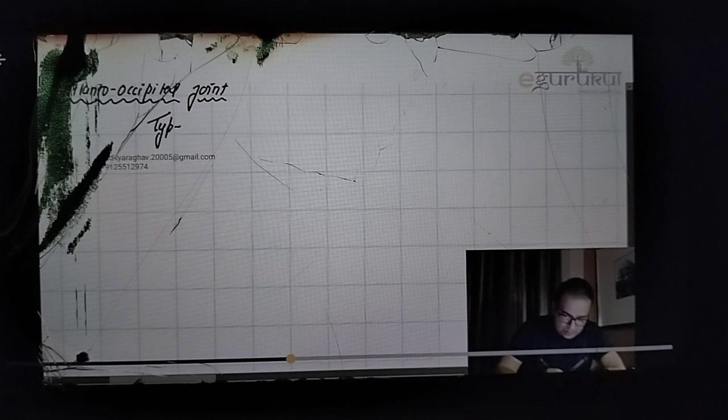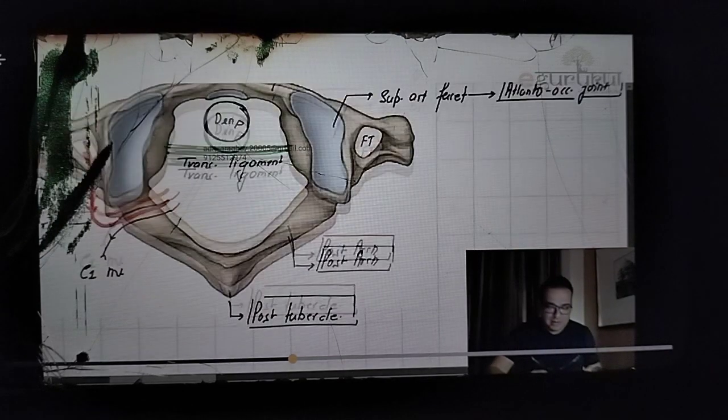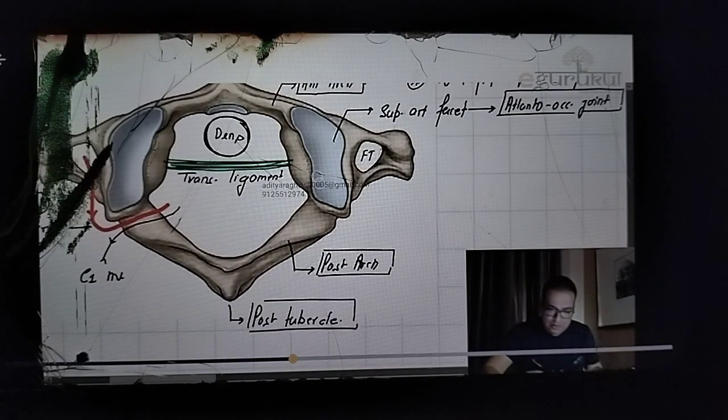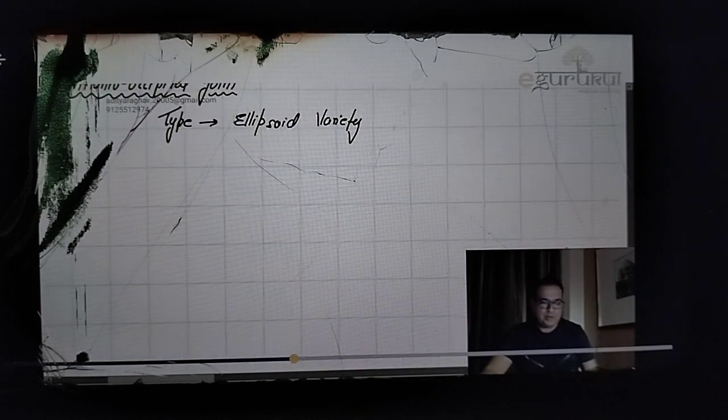So the type of this joint. This is a type of ellipsoid joint, or you can say ellipsoid variety. If you remember the shape of the atlas, if you remember the shape of the superior articular facet of the atlas, which I quickly show you, look at the superior articular facet. It's elliptical in shape. So obviously it's an ellipsoid type of synovial joint. It's an ellipsoid variety of synovial joint.